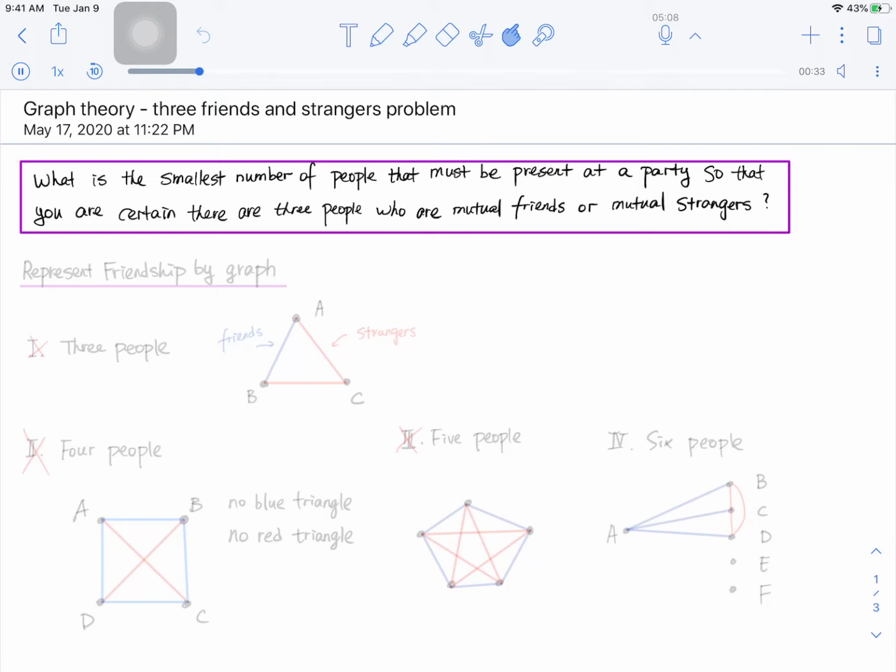To make this problem a little bit more abstract so that it's easy to work with, I'll be demonstrating the friend relationship through a graph.